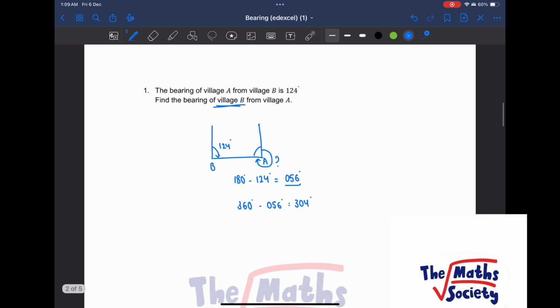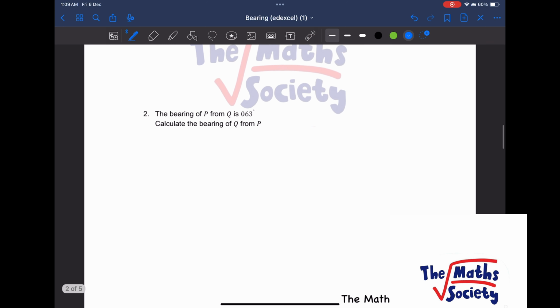And now moving on to question 2, we see that the bearing of P from Q, so it's the same way. We'll position P and Q. So the bearing of P from Q is 63. We know that they both add up to 180 as well. So we'll get an answer of 117, and we need Q from P. So that's 360 degrees again, minus 117 degrees. So that will give you an answer of 243 degrees.